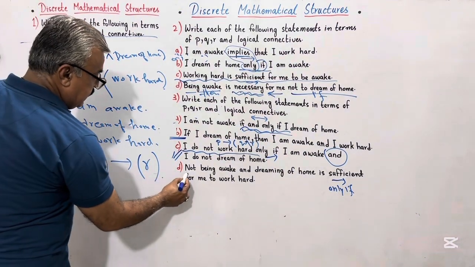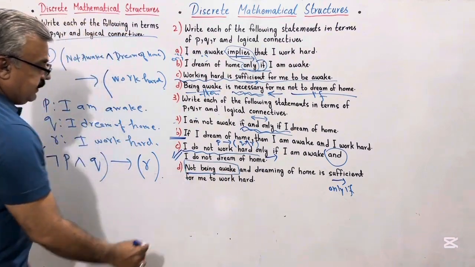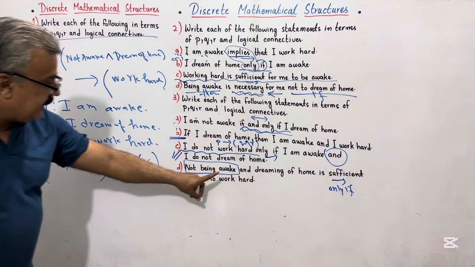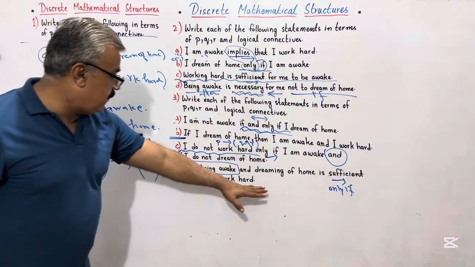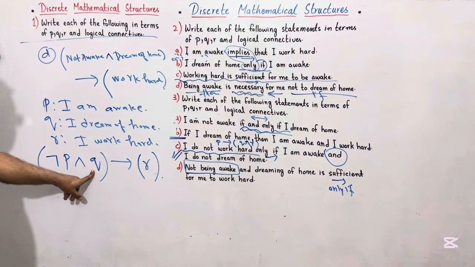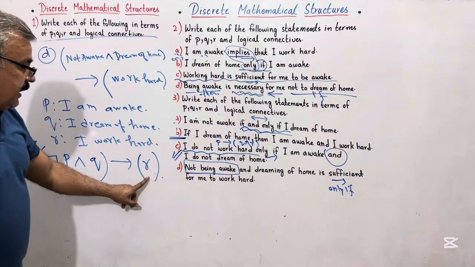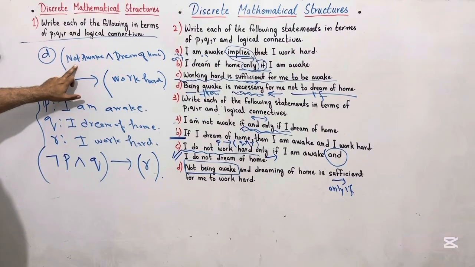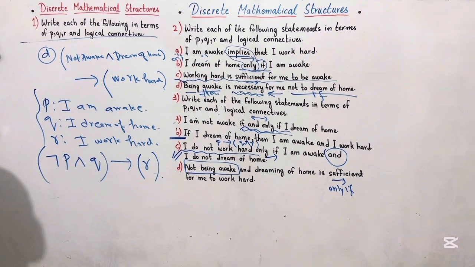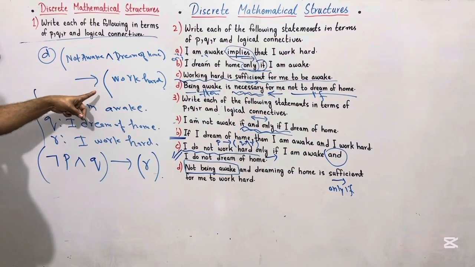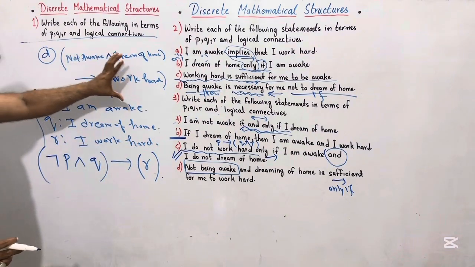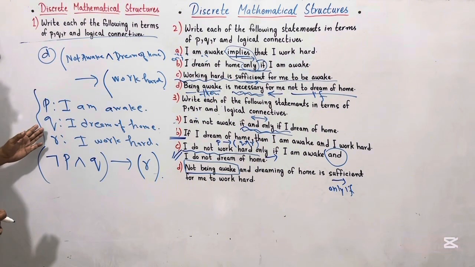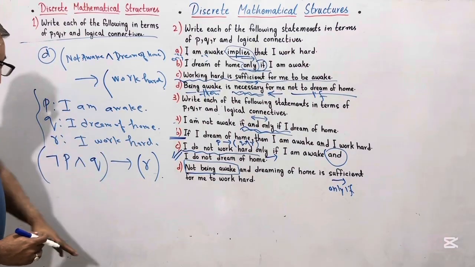Here I have written not being awake, or awake is I am awake, means P, not P. And I have written and. Dreaming of home, I have written Q. Implies that I work hard. I have written keywords for you. Next, suppose our P is I am awake, Q, I dream of home, or R, I work hard.